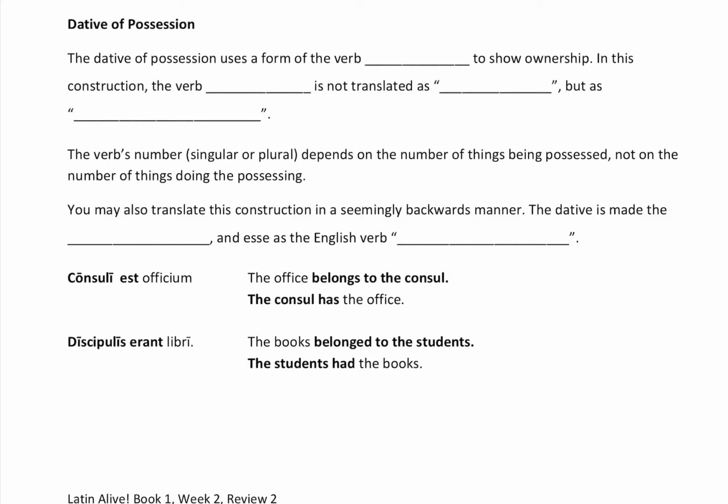So the dative of possession uses a form of the verb esse. Remember? Sum, esse, fui, futurum. It's the to be verb. It uses a form of the verb esse to show ownership. But in this kind of construction, the verb esse is not translated as to be, right? Because normally that's what that infinitive is translated as, to be. But here it translates as belong to.